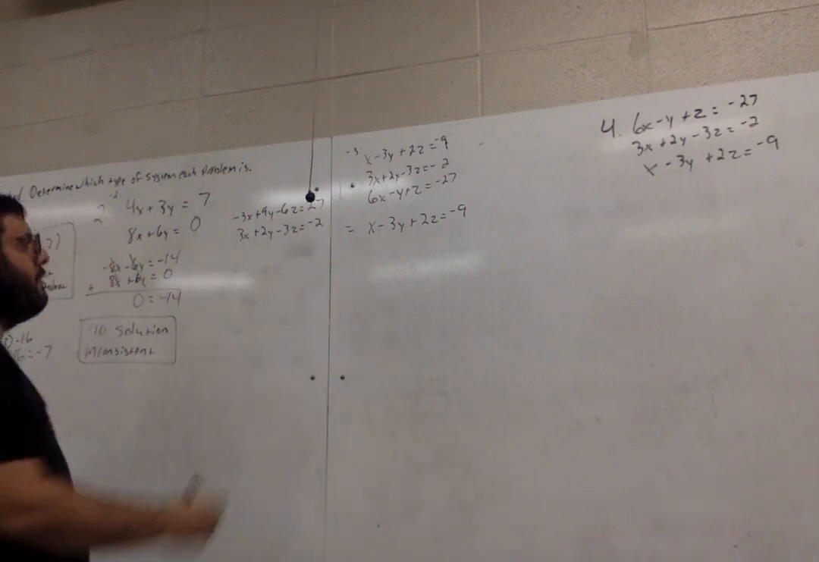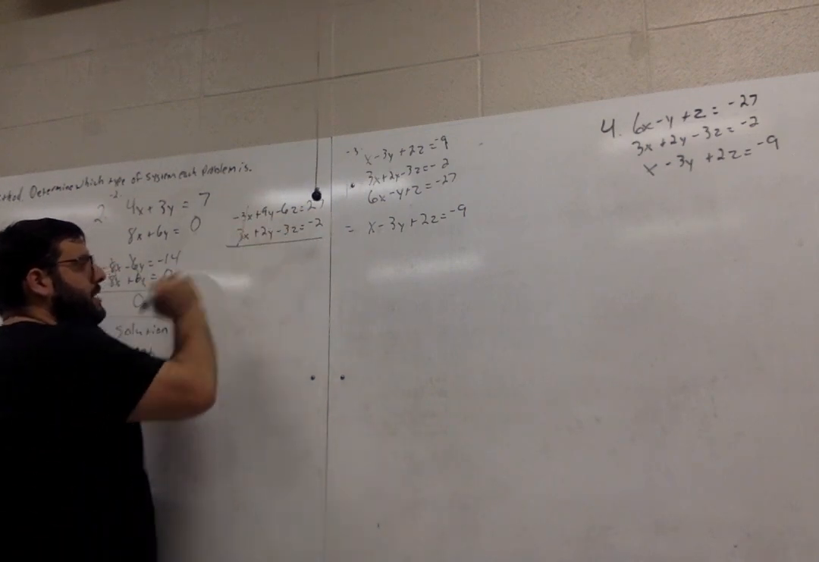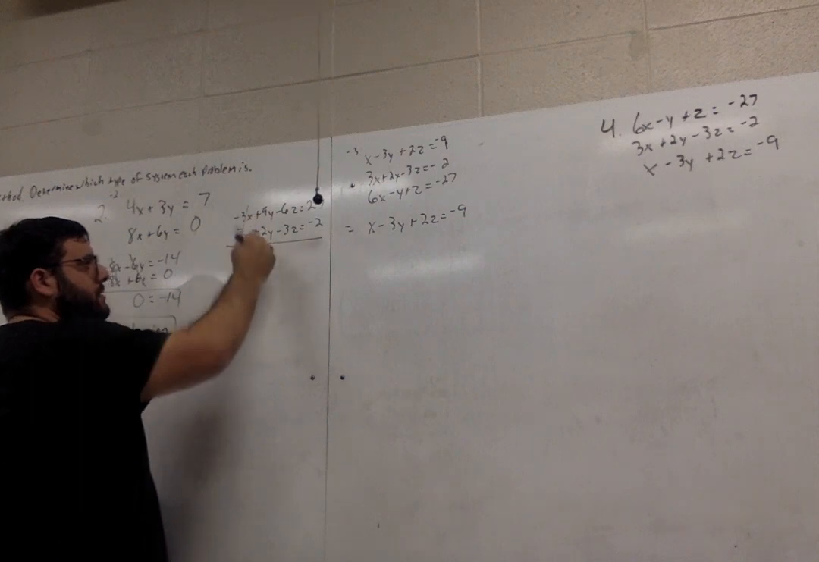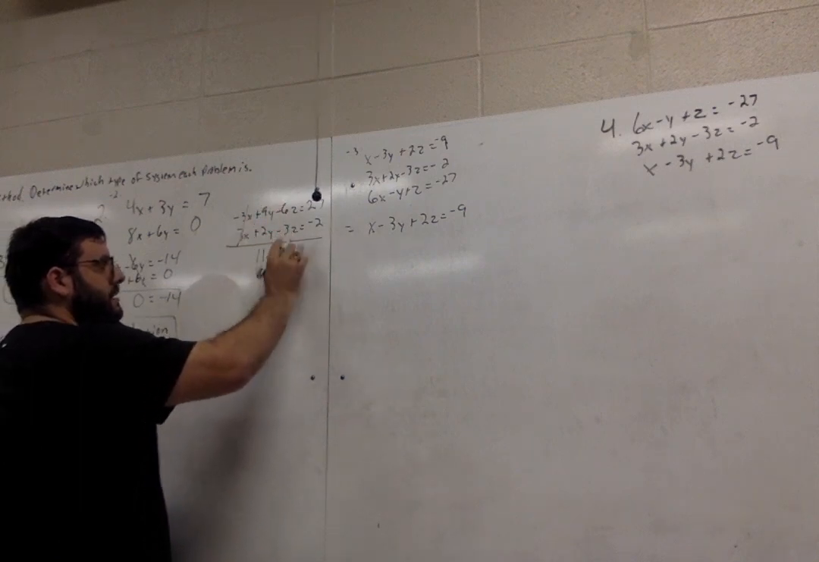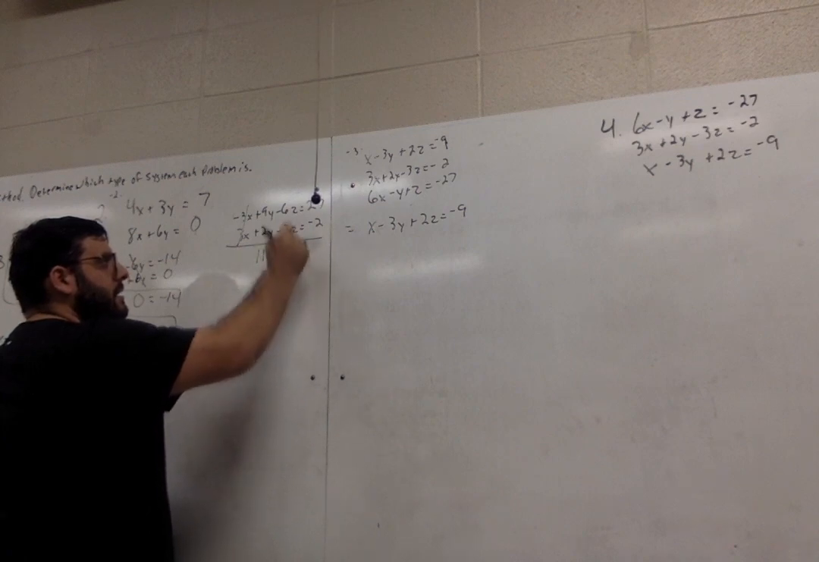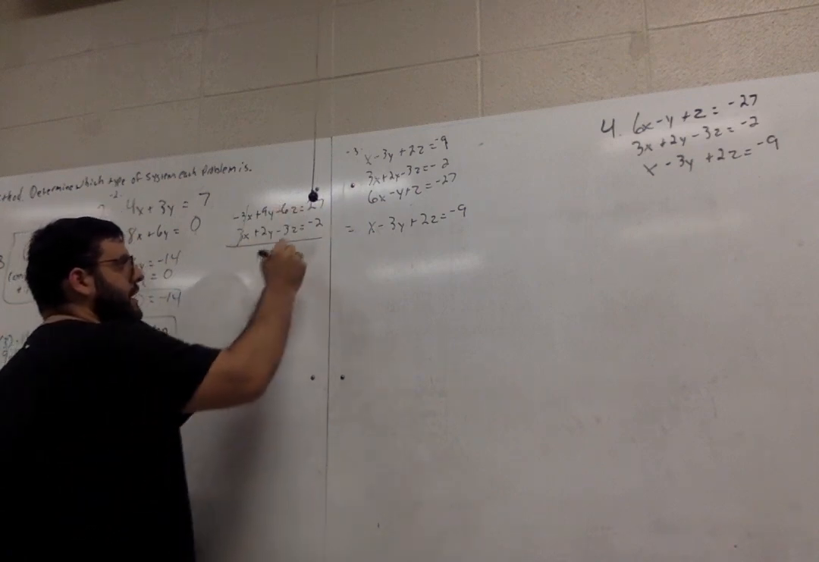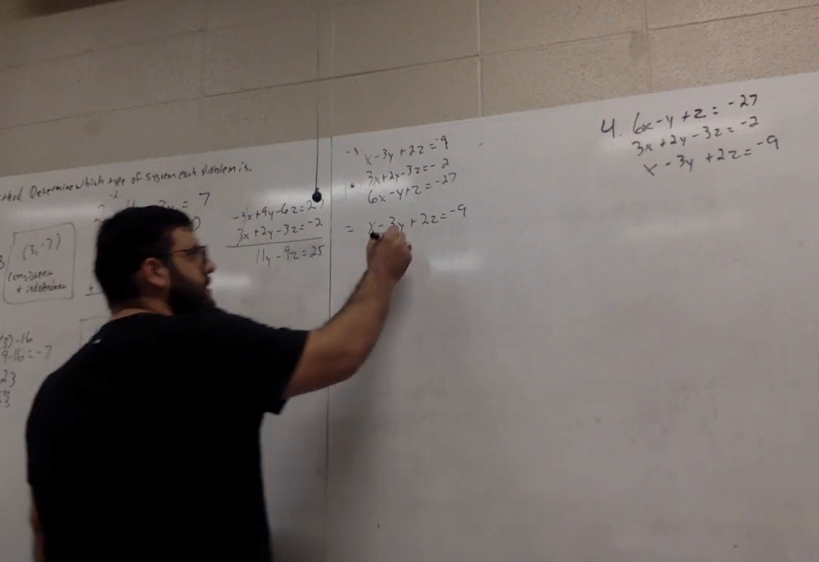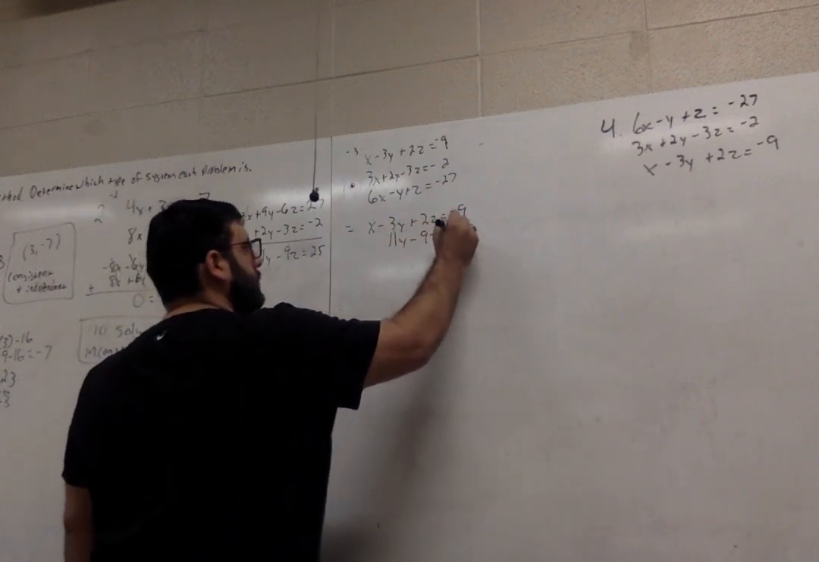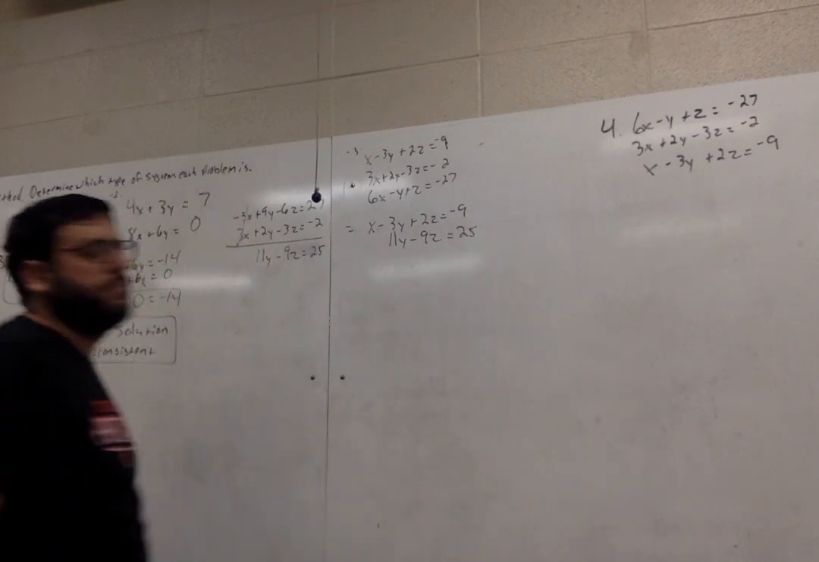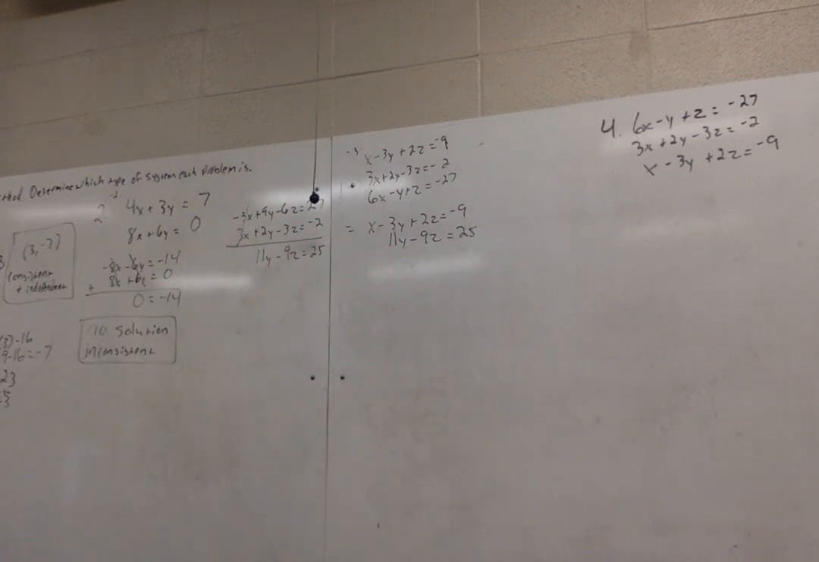All right. So now when I add them together, these will cancel. 9y plus 2y, that's 11y. Negative 6 minus 3 is 9. And then 27 minus 2 is 25. So there's my new second row. 11y minus 9z equals 25. All right, that's first elimination done.